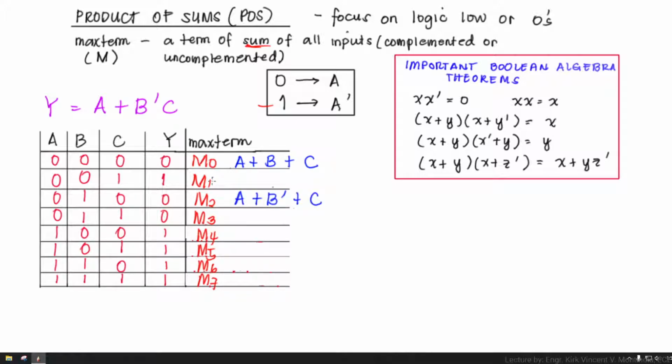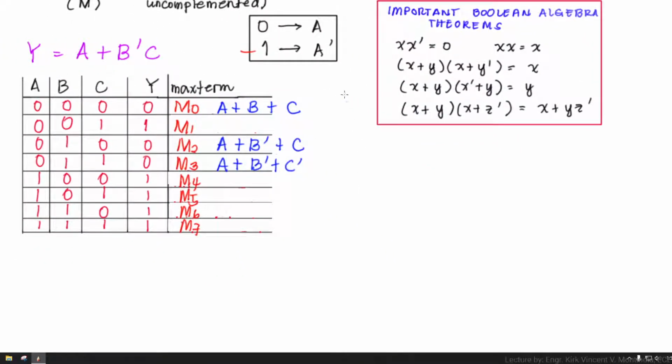Okay. Then where is our other 0? It's in M3. So for M3, we write A, then plus, since B and C are both 1, a complemented B and a complemented C. So that's all you need to work on to be direct to the point. Then your max term expression is Y equals the labels M0, M2, and then M3. So that is your product of sums.